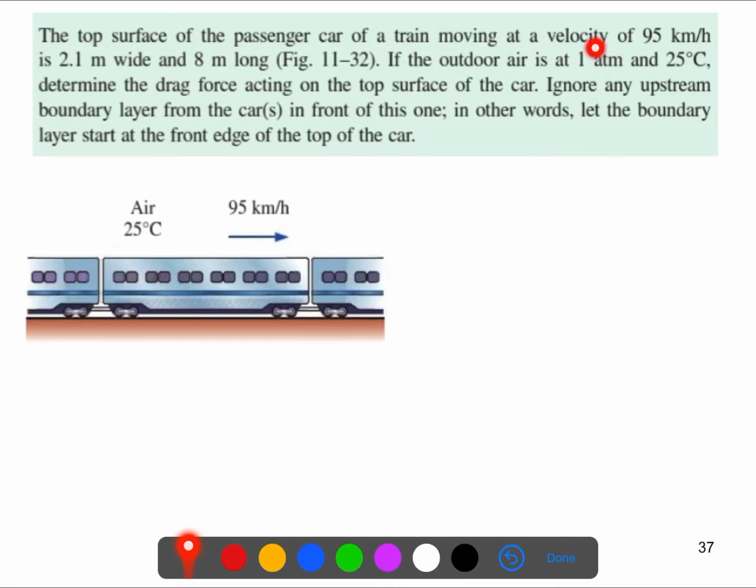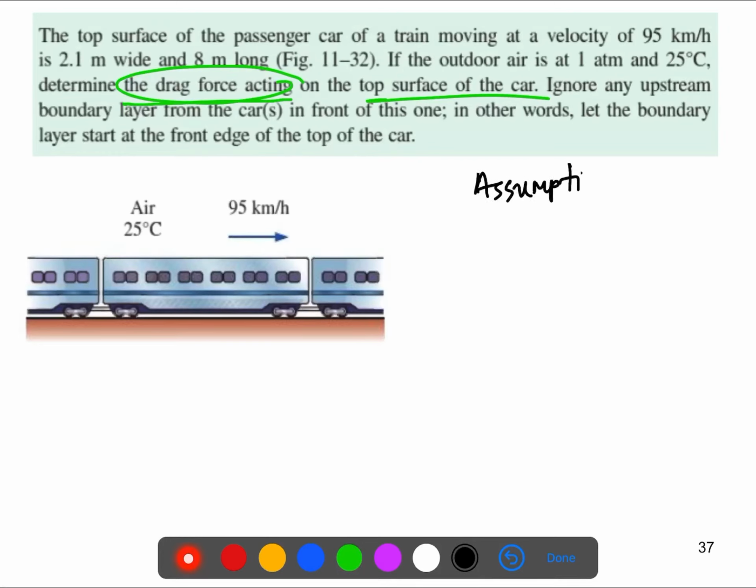The outdoor air pressure and temperature are given. We need to calculate the drag force acting on the top surface of the car. And we need to just ignore the off-stream boundary layer, so we're not going to actually consider the boundary layer effects for this problem. So we'll write down some assumptions at first.